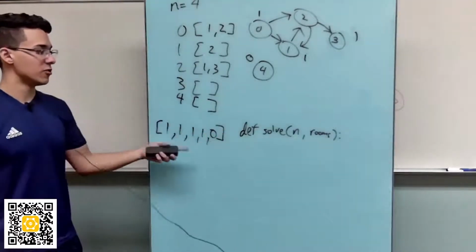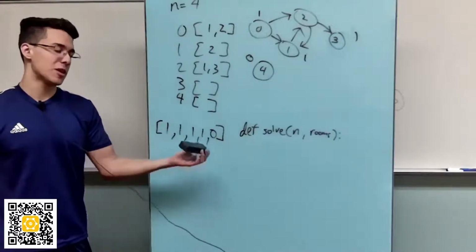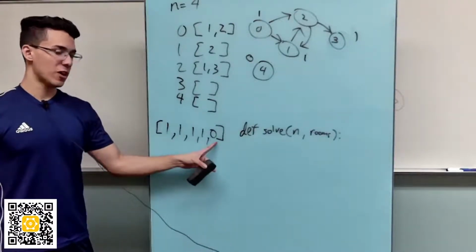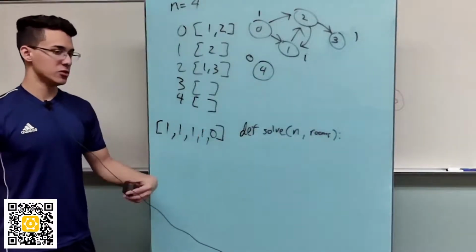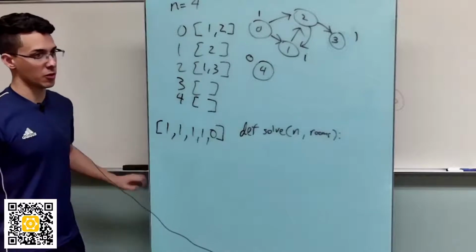Right. So if you find a 0 or a true or false, it doesn't matter. If you find one instance of a 0, that means it's false, right? But if you don't, then just return true, because that means that you've explored all of them. Okay.